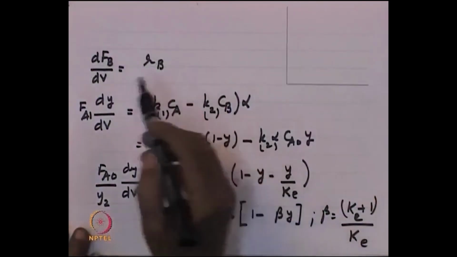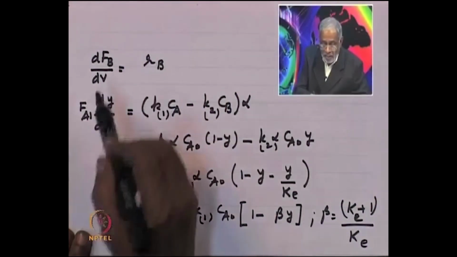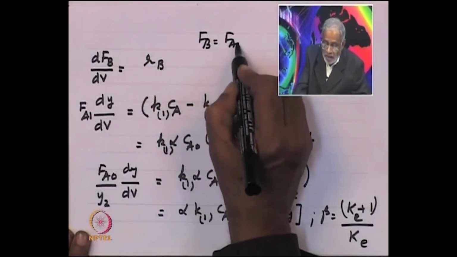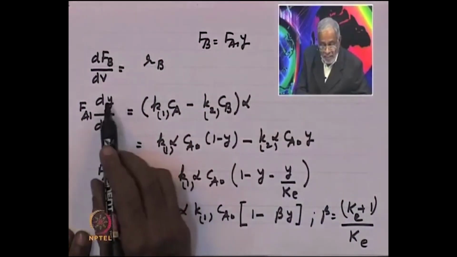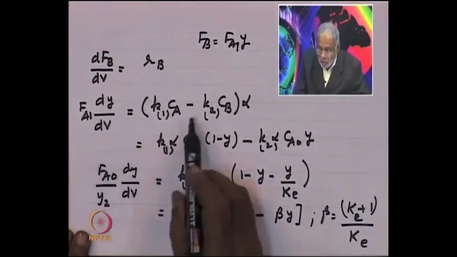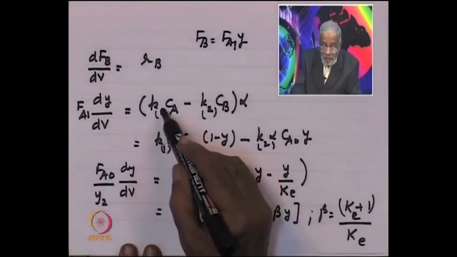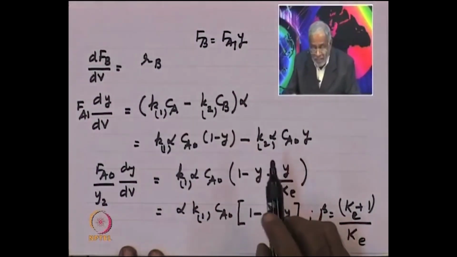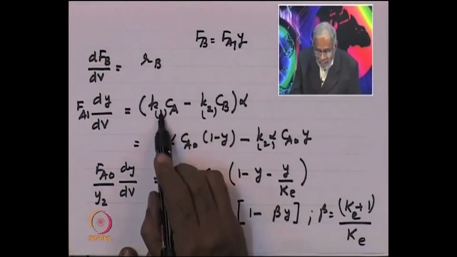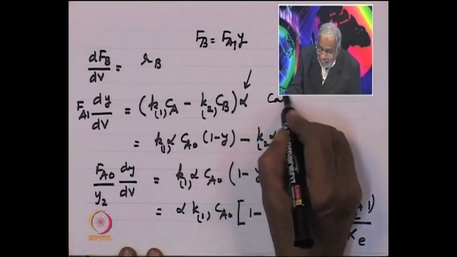So, our reactor design equation, d by dV of FB is RB. Therefore, I have written FB. We know that FB by definition is FA1 times y. I have written that here. So, FA1 times d by dV. So, I put all the terms, and notice here that I put 1 inside brackets to indicate that this refers to reaction and not position. So, this is reaction 1, this is reaction 2, and this term is a catalyst activity.